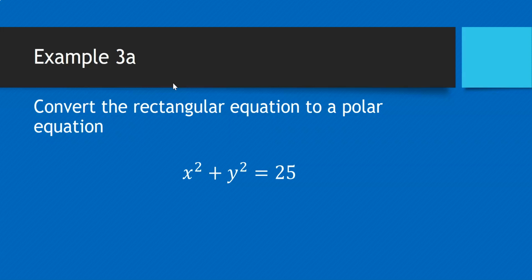So in this part of this section, we're going to start converting from rectangular to polar equations. Now we can go both ways, so we're going to go rectangular to polar first, and then we're going to go from polar to rectangular. So here's the deal. If we're going from a rectangular equation to a polar equation, we're going to use those same identities that we established in the last video.